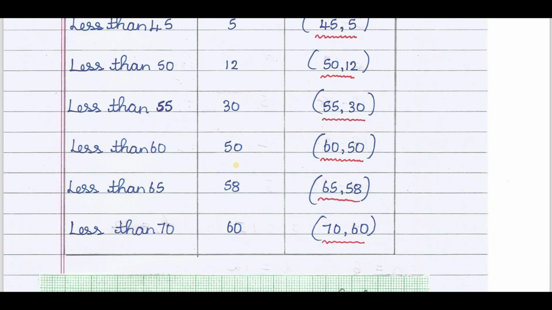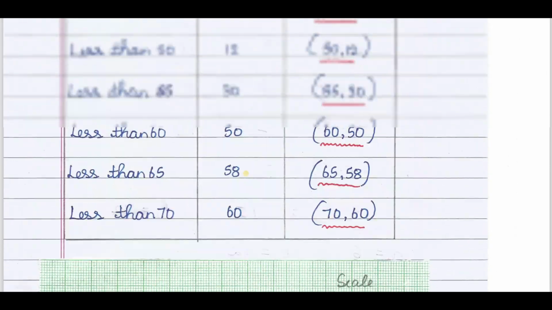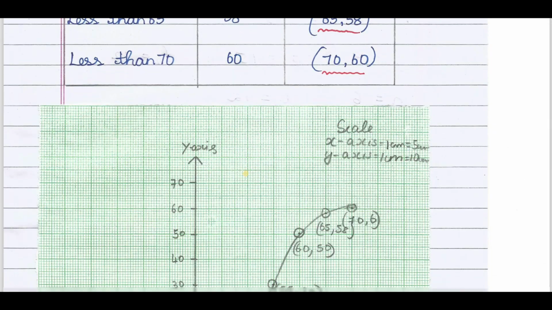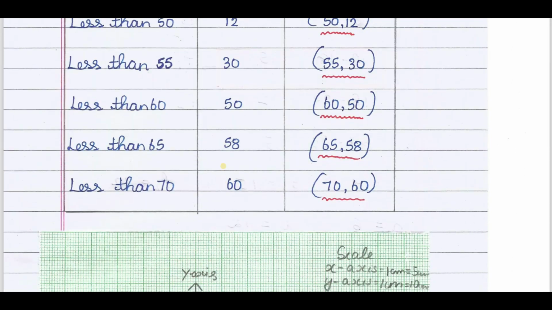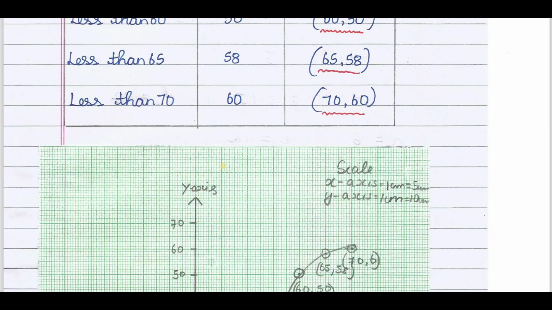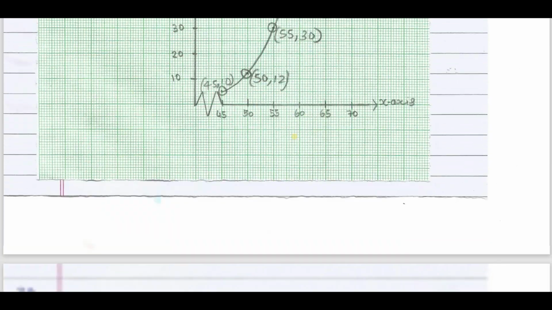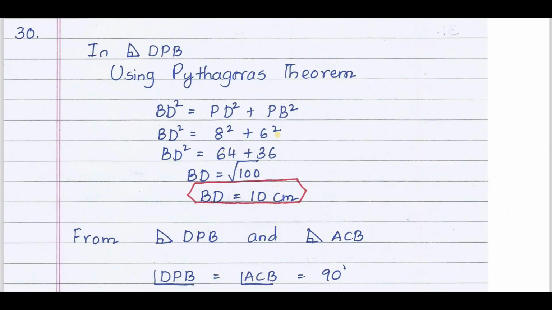Now ogive, it's less than type ogive, x-axis class less. Next on the y-axis it is cumulative frequency. Plotting the points you get a graph like this, less than ogive. X-axis upper limits, y-axis cumulative frequency.